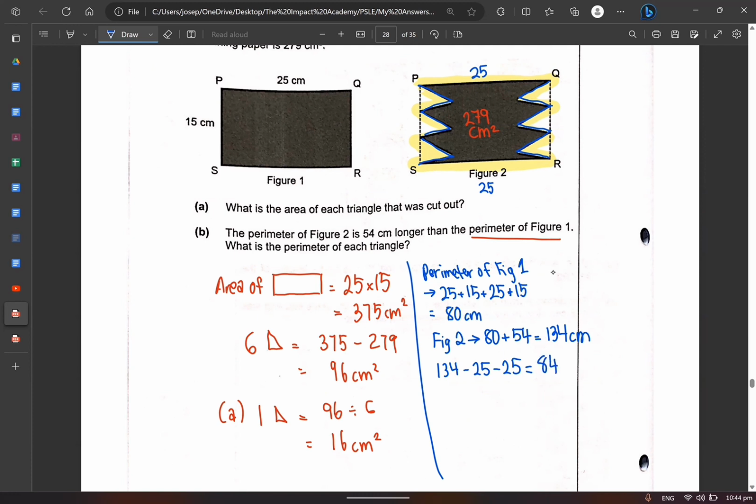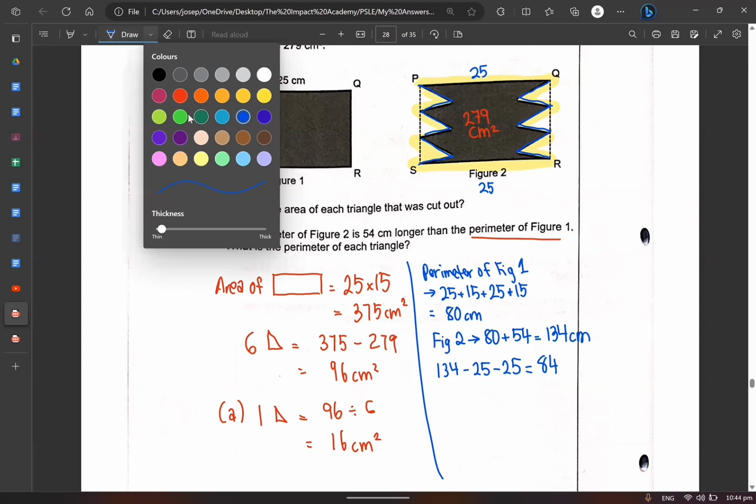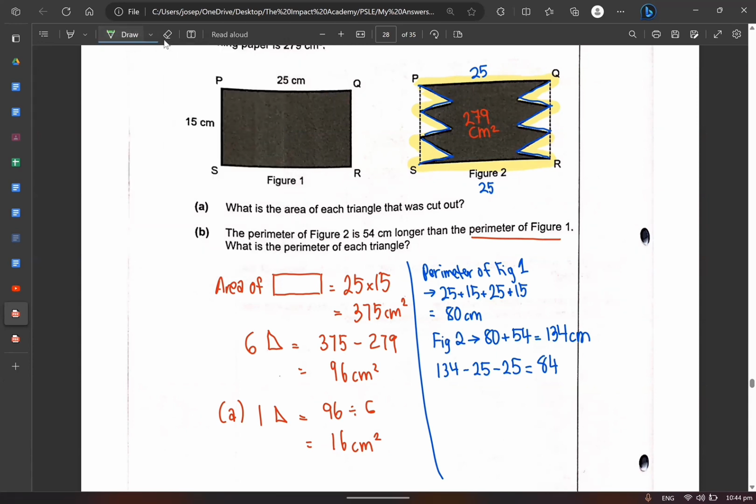What exactly is this 84? This 84 is basically the parts that I have highlighted in blue. We may not know it individually, but we can actually find them in sets, in groups. We are simply going to do 84 divided by 6. When I do 84 divided by 6, I get 14. So what exactly is 14? If I may just draw it out for you, it's basically this and this. So this plus this is 14.